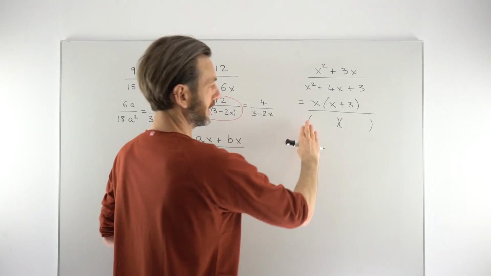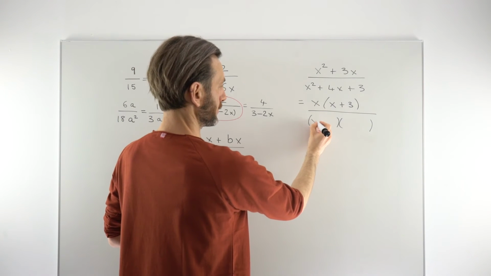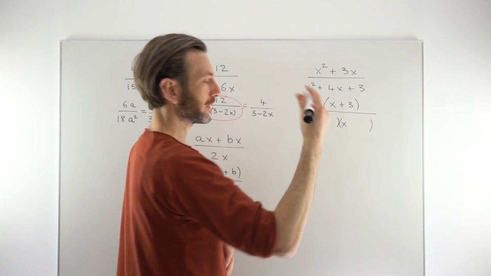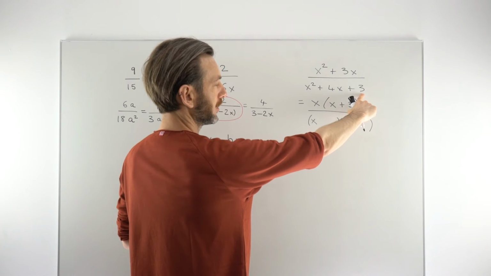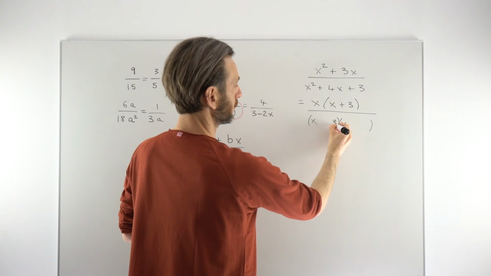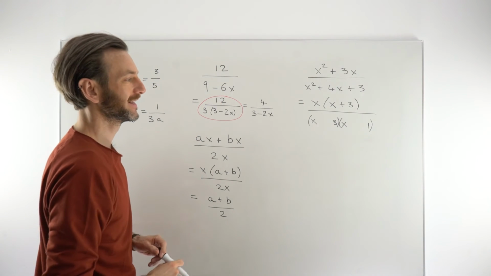Don't go straight to just writing that in. Think about the factorising first. So that trinomial would factorise with an x and an x. And we've got this expectation that one of the brackets will be x plus 3. The trinomial's got a 3 on the end, so that needs to be a 3 and a 1, because 3 is a prime number. The only factors are 3 and 1.